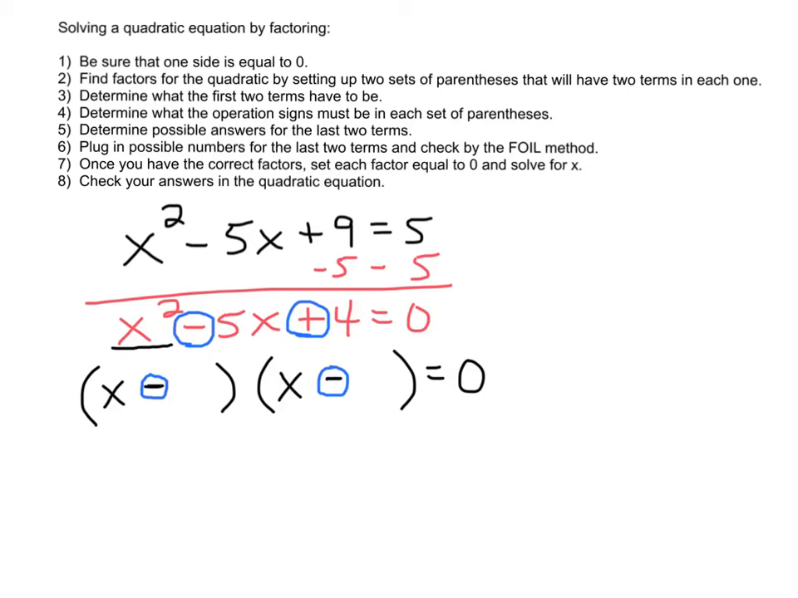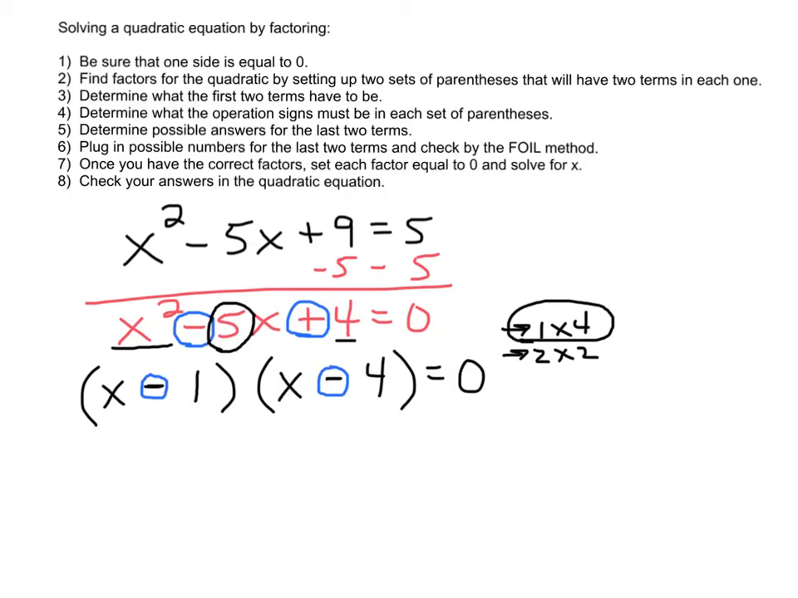Step number 5 says determine possible answers for the last 2 terms. So I'm taking a look at this 4. The way to get 4 is I could multiply 1 times 4, or I could multiply 2 times 2. Once again, I know that when I use these, I have to end up with a 5 by addition or subtraction. Well, the only way I can end up with a 5 by addition or subtraction is if I have a 1 and a 4. So one of these is going to be a 1, the other one is going to be a 4. So now I have x minus 1 times x minus 4.